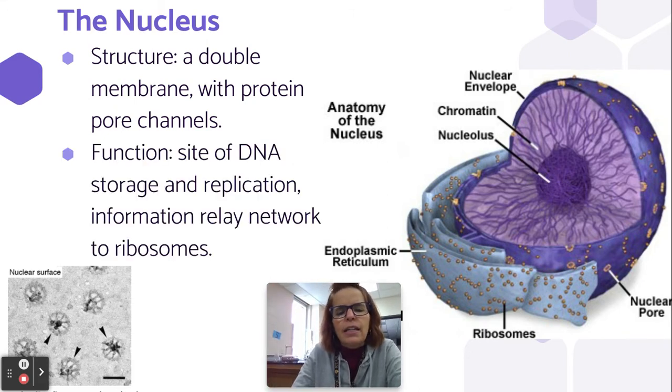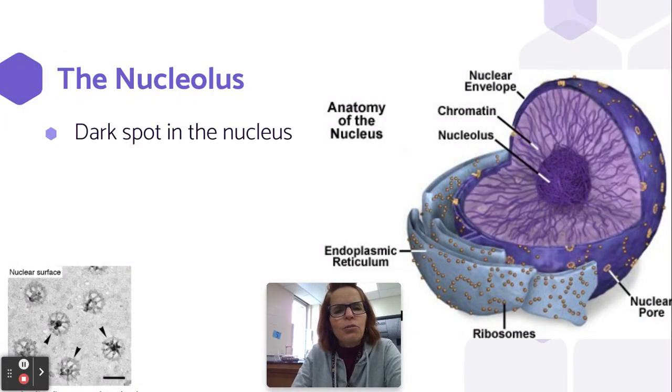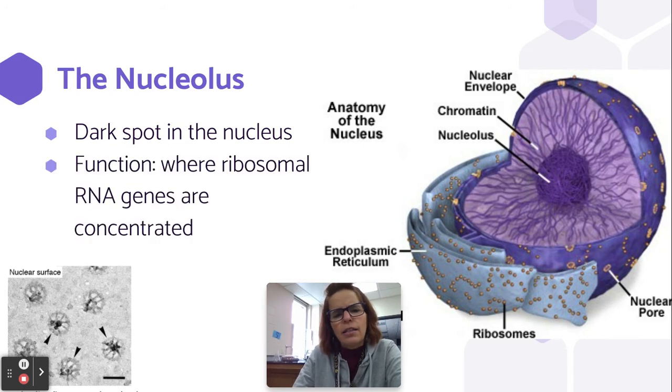So it's the site of DNA storage and replication, which means copying the DNA so that the cell can divide. And it's an information relay network to the ribosomes. And that's what we were just talking about. Okay, the nucleolus is that dark spot that's in the nucleus, and it's where our ribosomal RNA genes are concentrated. So basically, it's the mother area of our ribosomes. So it's going to tell the body how to build ribosomes.